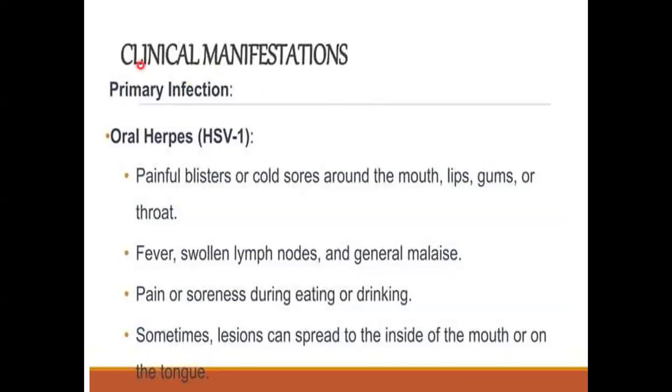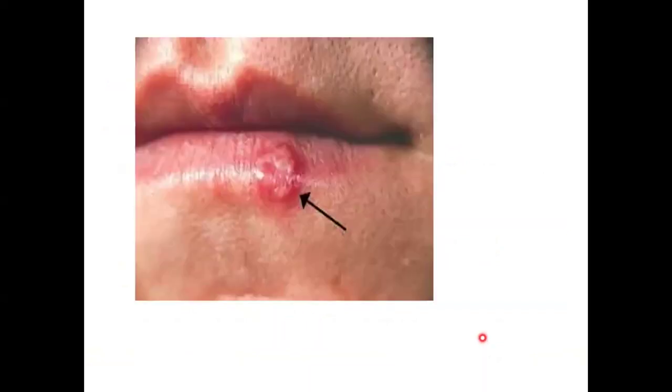Clinical manifestations for oral herpes: painful blisters or cold sores around the mouth, lips, gums, or throat. We have fever, swollen lymph nodes, and general malaise. So these are very non-specific symptoms, but they can occur. Pain or soreness during eating and drinking. Sometimes lesions can spread to the inside of the mouth or on the tongue, okay? Depending on how damaged or how much it's spread, it can affect the mouth. Then here is the lesion. So this looks like a scab. So it was a blister, then it burst, then it formed the scab.